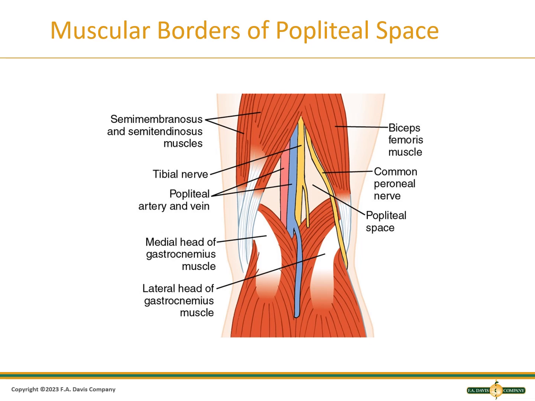That popliteal space is created by muscular borders. So on the superior lateral aspect, we've got our biceps femoris blocking it in, and then we have our semimembranosus and semitendinosus on the medial superior aspect of our popliteal space. Then our inferior aspects are going to be made up by the medial and lateral heads of gastrocnemius.